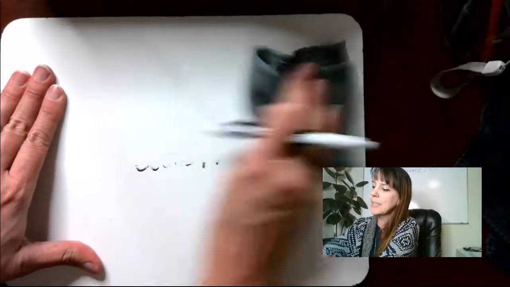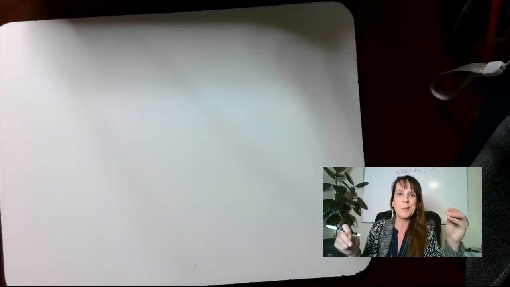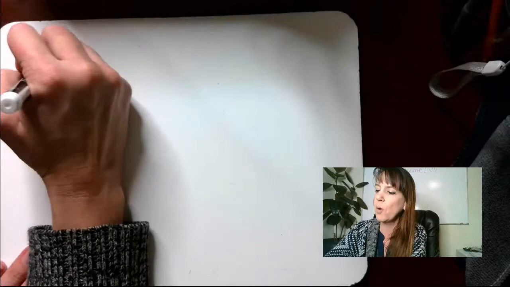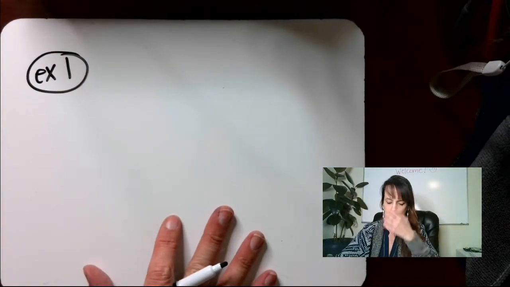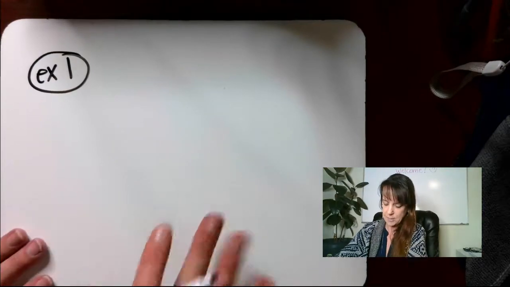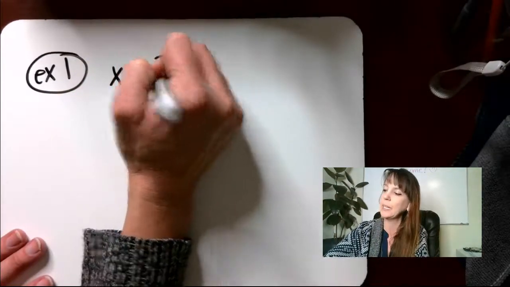Solving equations. Guys, with equations, we are allowed to do something to one side of the equation as long as we do it on both sides. So, example number 1, guys, if you are in my class, you need to be writing this down in your notes. Example number 1 says, solve x minus 3 equals 7.